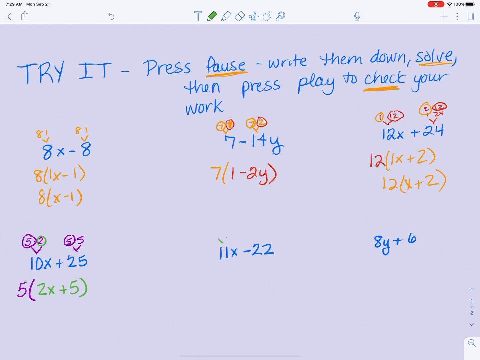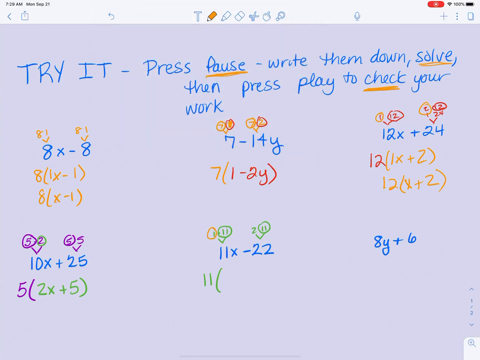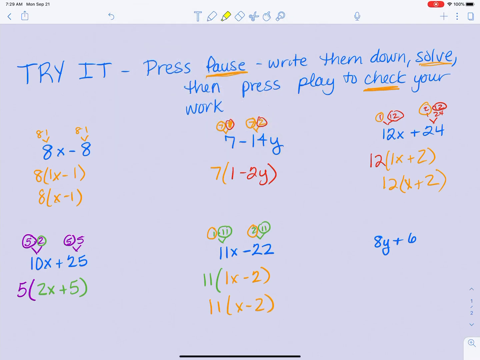11 is a prime number, so hopefully 22 is divisible by 11, and it is. So our common factor is 11. Pull that out, factor that out, and then what is left is the 1x and the negative 2. So our final answer is 11 times x minus 2. This last one, I pushed the wrong button.